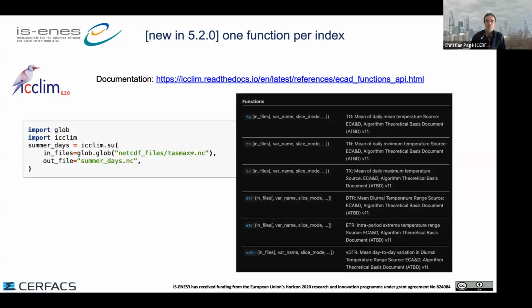We also have one function per climate index. This was introduced to be compatible with the Copernicus C3S service. As I've shown earlier, we have icclim.su for summer days, but we have one function per climate index. There's a sample on the right-hand side, so we can see TG, TN, TX, and so on. And all those are available in a specific function. The advantage of using those functions is that you don't have to specify the input variable, for example, and many parameters can be optional.